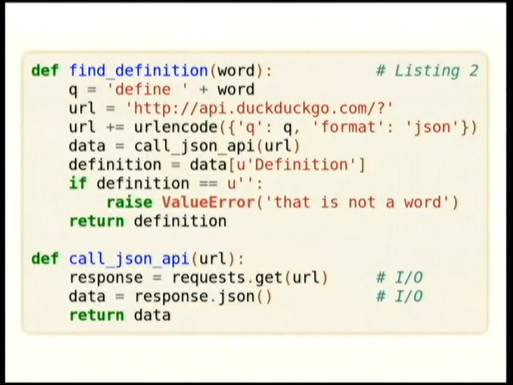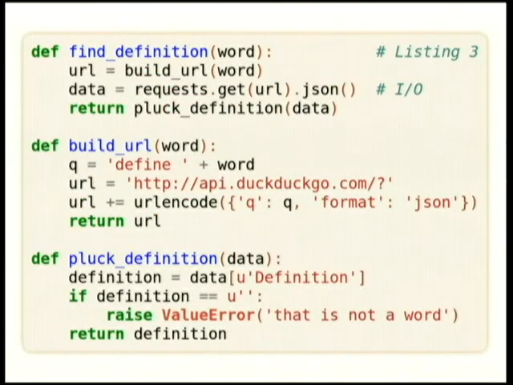I have, you see, hidden the API. You don't see any API if you read find definition, but I'm still tightly coupled to it. The I/O is an inevitable consequence of calling find definition, whether it's visible in its code or not. I have hidden, but I've not cleanly decoupled.